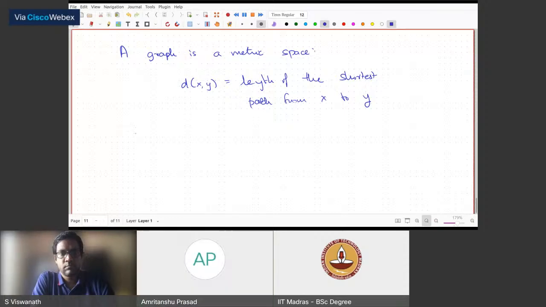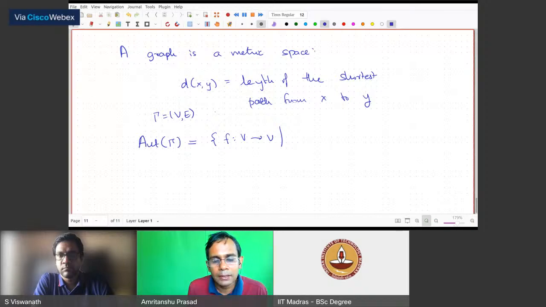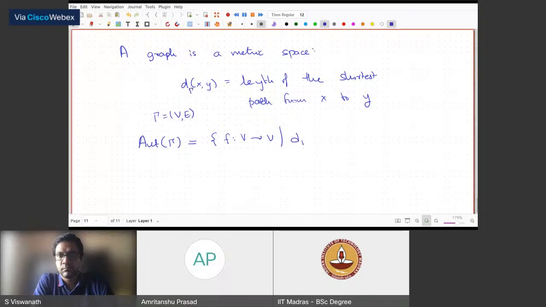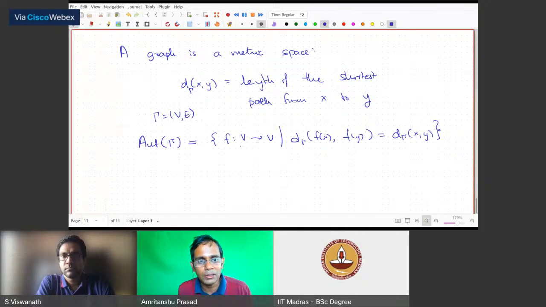And then what you can show is that Aut(Gamma) consists of all those f, so suppose we have Gamma as (V, E), f from V to V, such that d_Gamma(f(x), f(y)) is equal to d_Gamma(x, y). So all the distance preserving bijections from V to V turn out to be the same as the automorphism group if you define the distance using the graph structure.